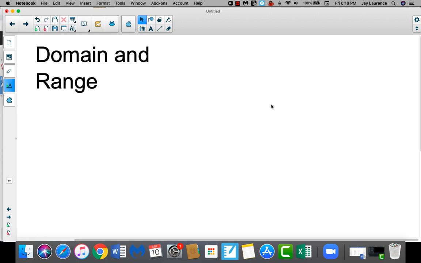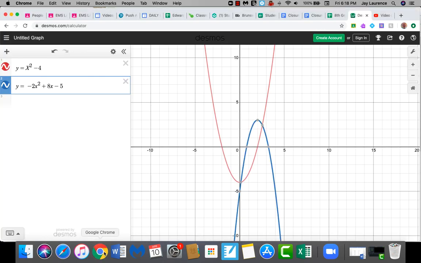We're just going to be talking about domain and range, and you got pretty good at this a while back, so it's just kind of a refresher, only it's not really review, but it's applied directly to quadratic equations. So I've got two quadratic equations here graphed already, one in red and one in blue using my old friend Desmos.com. We're going to talk about the red one first.